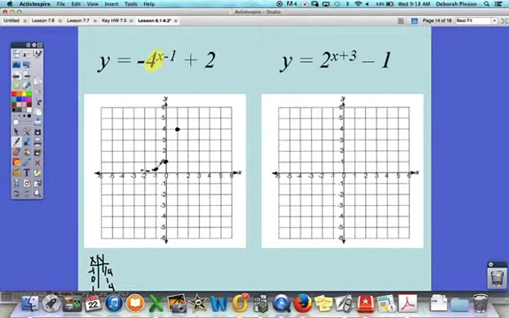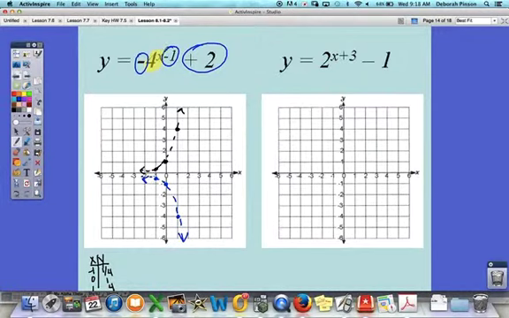Alright, so here's my parent function. I have a few things I need to do here. I need to flip it over the x-axis. I need to move it over 1 and up 2. Remember, I'm going to move it side to side, up and down last, which means first I'm going to flip this. Alright, so I'm 4 away here, so I'm going to flip it so I'm 4 away down there, 1 away, 1/4. Alright, now that's great.